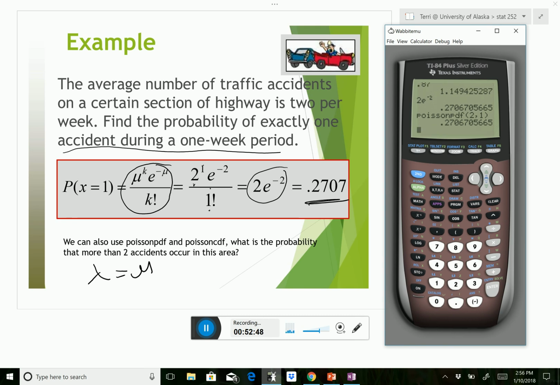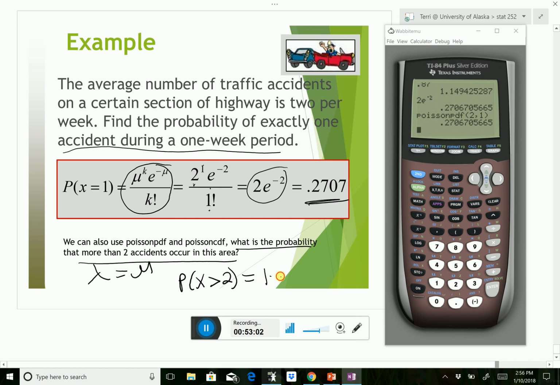And 0.2707. So now I've asked you, what is the probability that more than 2 accidents occur? So the probability that x is greater than 2. Well, remember CDF is less than or equal to. So we need 1 minus the probability that x is less than or equal to 2, because we're talking about more than 2. So we want to take off the probability of 0, 1, or 2 accidents happening.